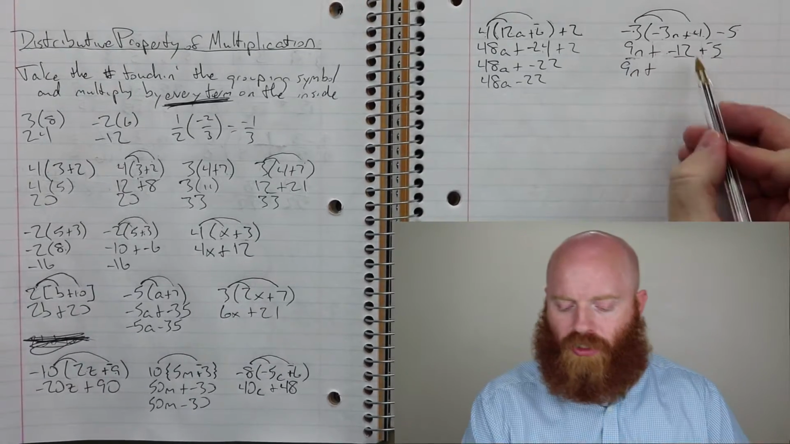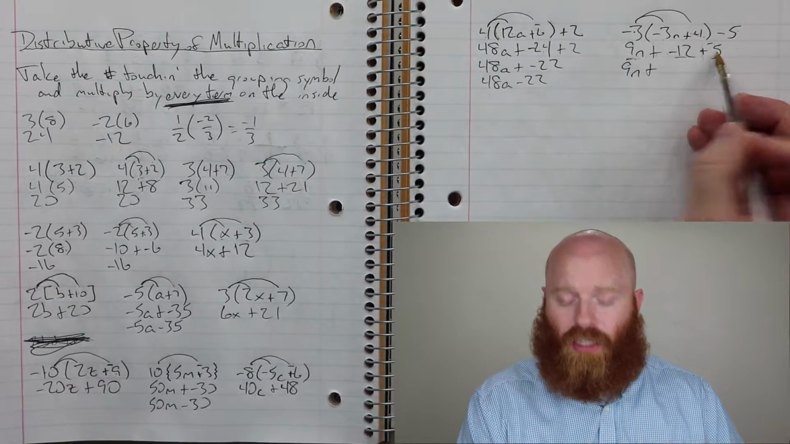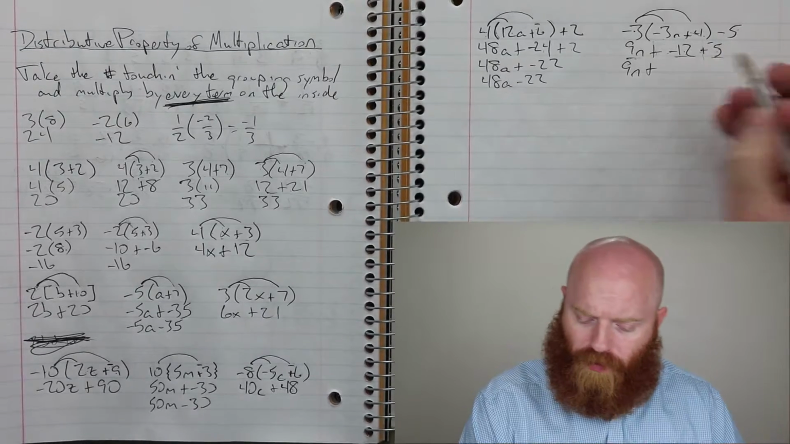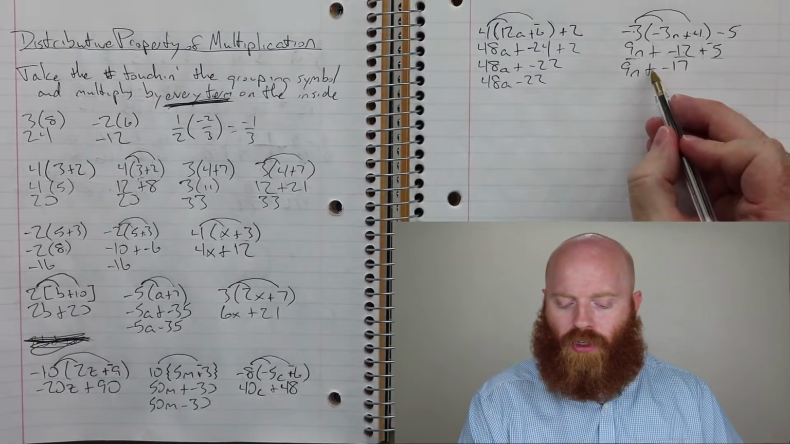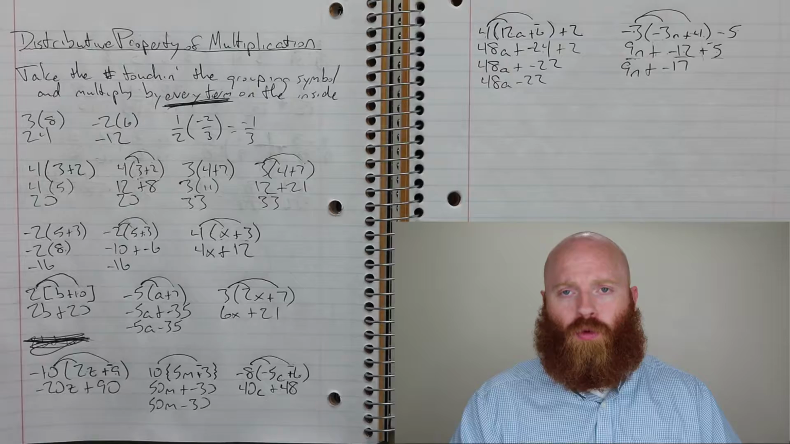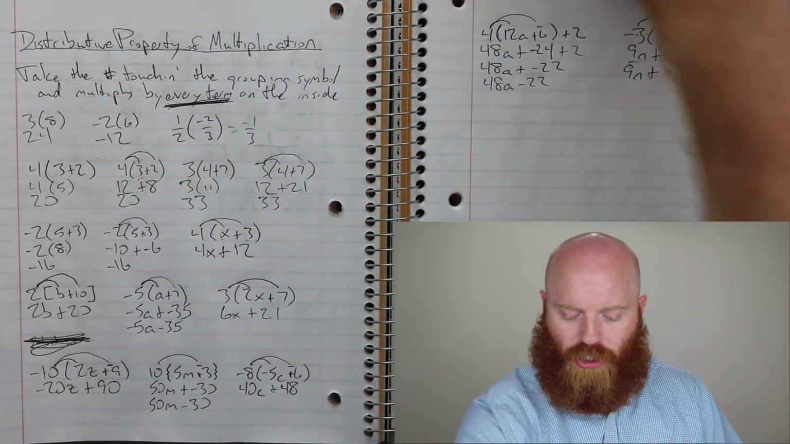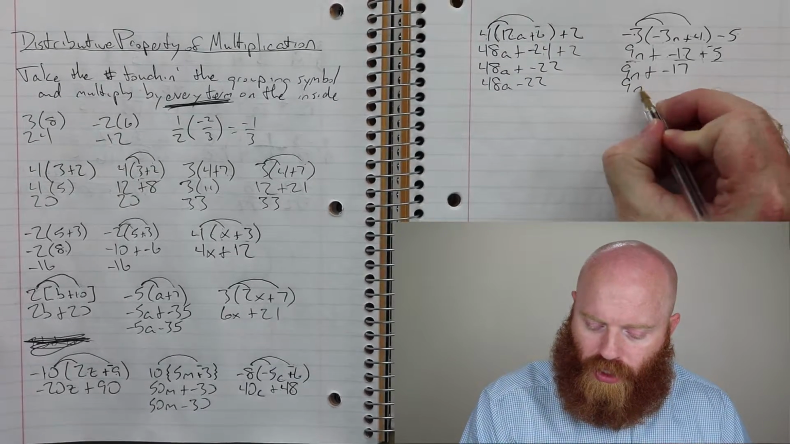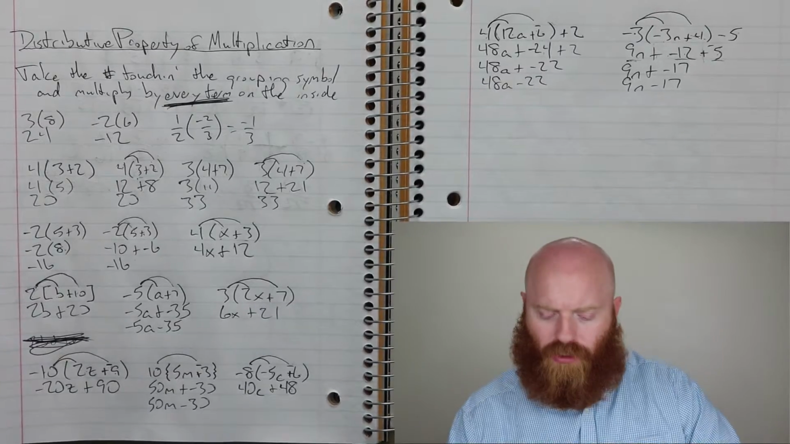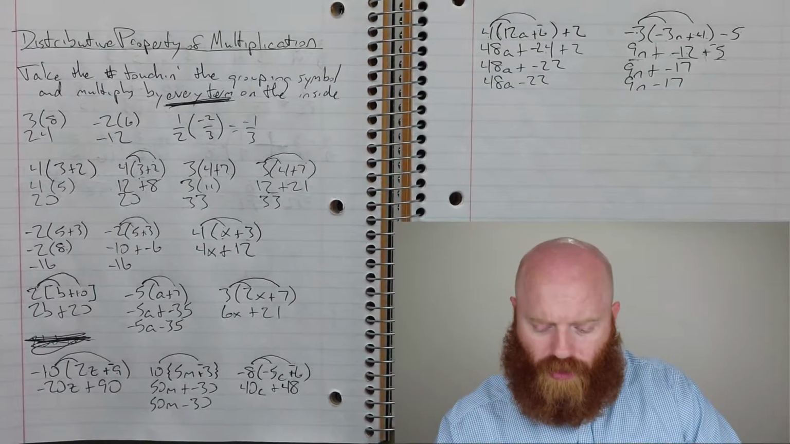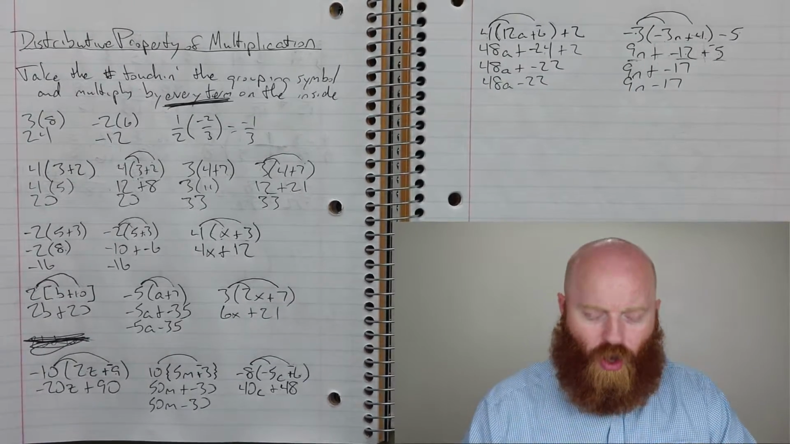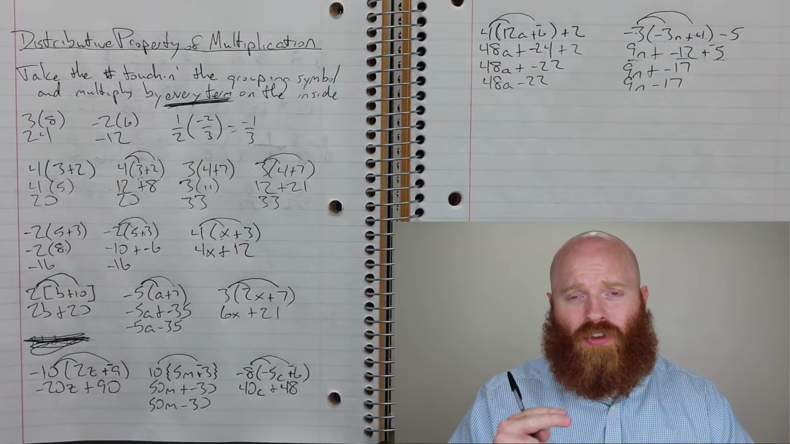Bring down a plus, always bring down a plus. And then now combine these 2 terms. They look like each other. Bad guys plus bad guys team up. That's negative 17. I don't like plus and negative in my answers. For presentation purposes, I'll always change it to a subtraction. I would put 9n minus the 17. That would be my answer right there. 9n minus 17.